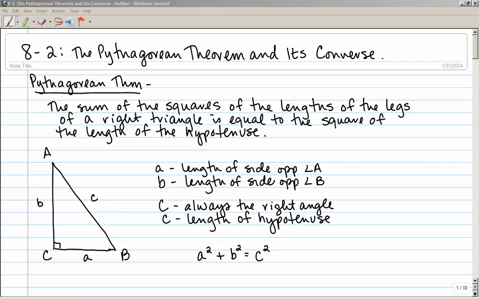Notice in the diagram here, small a refers to the length of the side that is opposite angle A. The small b over here refers to the length of the side that is opposite angle B, and little c over here refers to the length of the hypotenuse. And the hypotenuse is always the side that is opposite the right angle. And here's what you probably know it as: a squared plus b squared equals c squared.